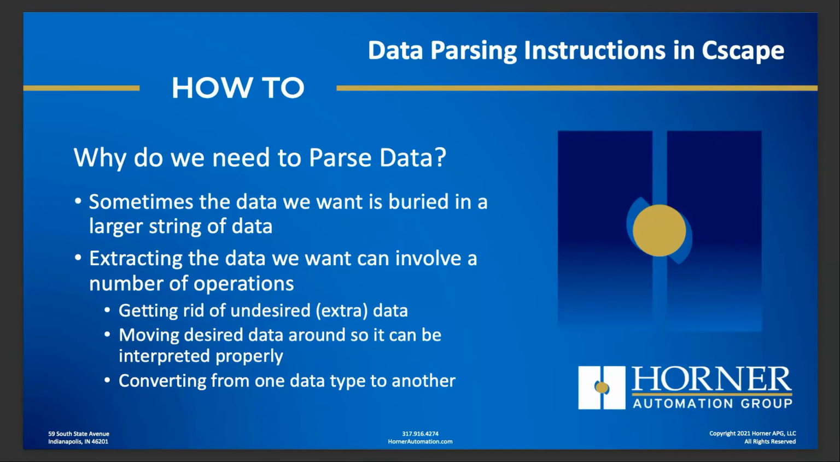Well, this is a lot of what Casey was talking about and a little bit of what I was talking about before the program started, and that is sometimes the data we want is buried in a larger string or bucket of data. To extract that data, it can involve a number of operations. It could involve getting rid of extra data that is undesired. It could involve moving the data that you want around so it can be interpreted properly as an integer value or a floating point value, whatever the case may be. It can also sometimes involve converting from one data type to another. So again, there are a number of operations you may need to do on your data depending on the specific situation.